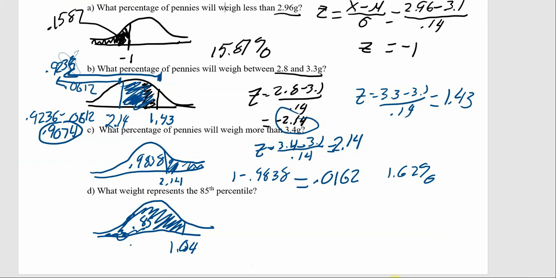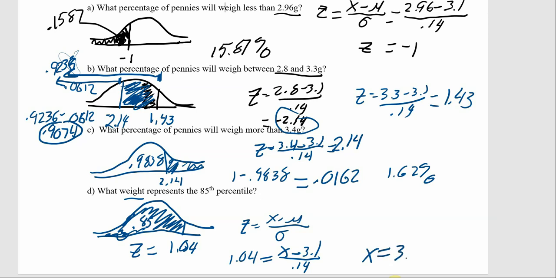So that's our z-score for the 85th percentile, but we'd like to find the weight that represents that. So we go back to our formula. z is equal to x minus mu divided by sigma. So we got 1.04 is our z-score. We know that. We don't know x, the weight. The mean is 3.1, and we divide that by 0.14. If I multiply both sides by 0.14 and then add 3.1 to both sides, just like we were doing before, I get a weight of 3.2456 grams.